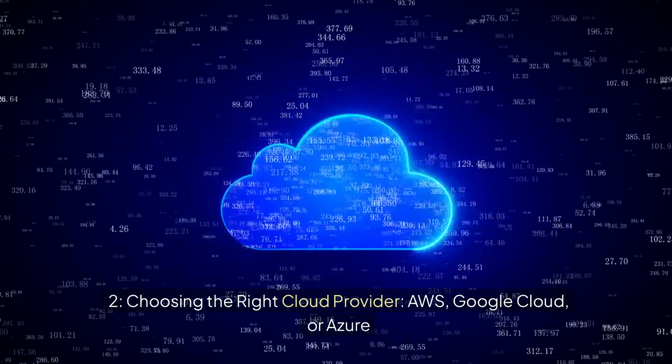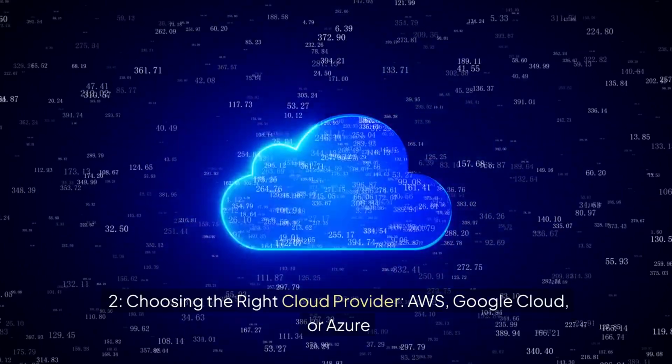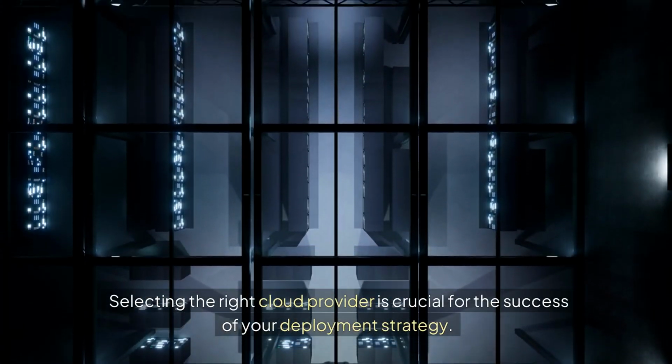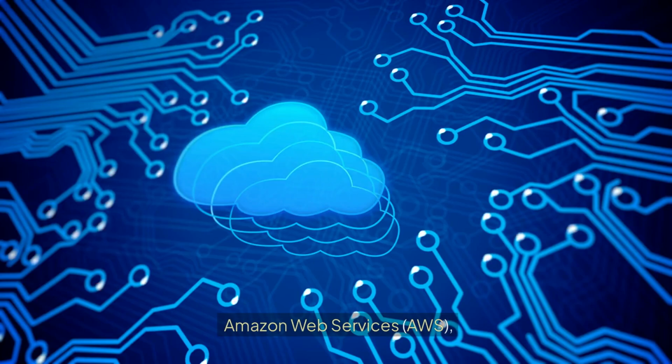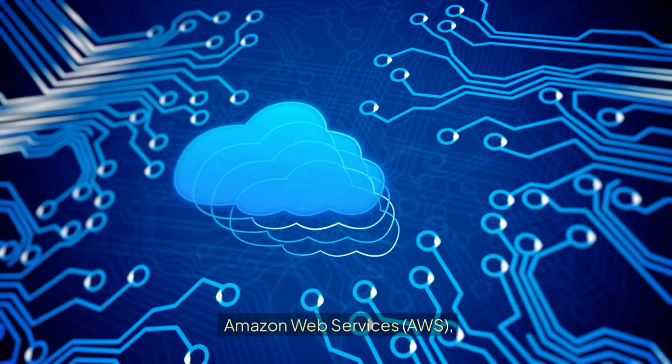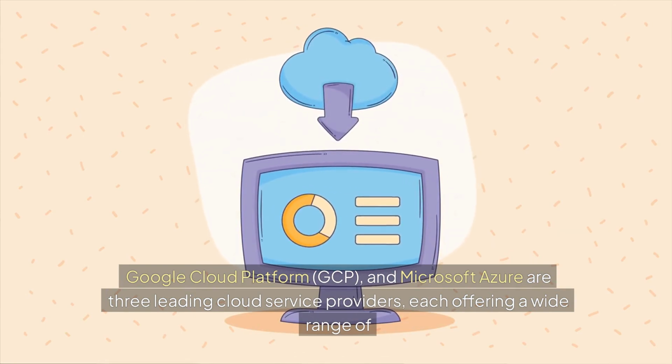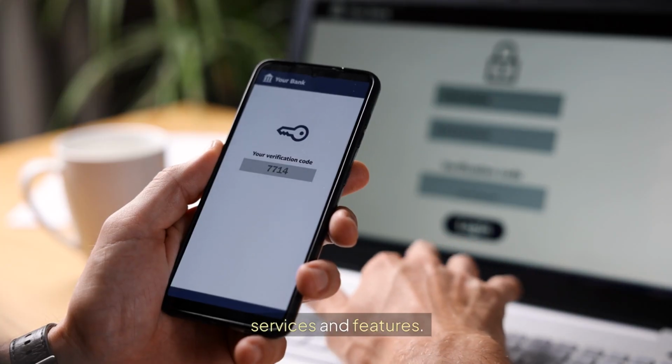2. Choosing the right cloud provider: AWS, Google Cloud, or Azure. Selecting the right cloud provider is crucial for the success of your deployment strategy. Amazon Web Services (AWS), Google Cloud Platform (GCP), and Microsoft Azure are three leading cloud service providers, each offering a wide range of services and features.